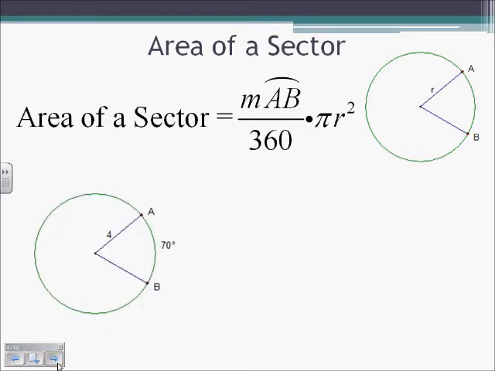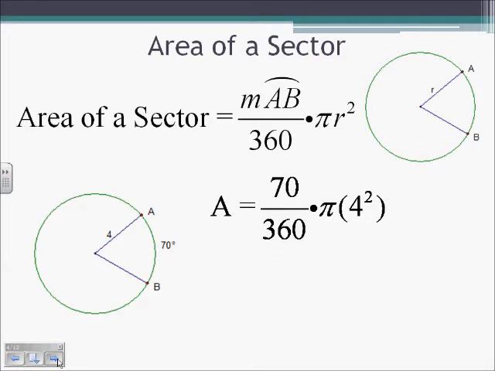So here, if we're given a sector with a radius of 4 and an arc measure of 70 degrees, we can find out how big that sector is. It's going to be equal to 70 over 360 times pi times 4 squared, which is going to be approximately 9.773.